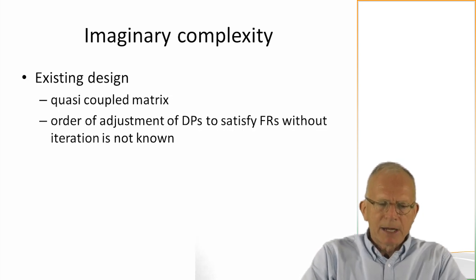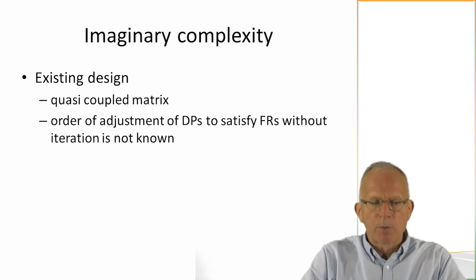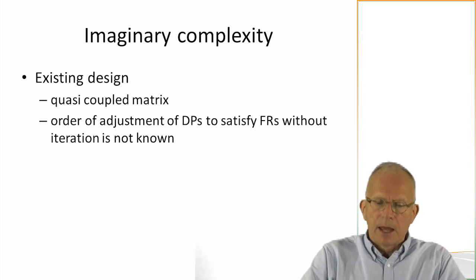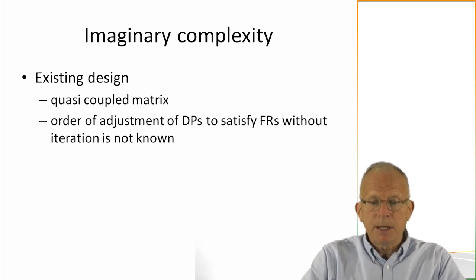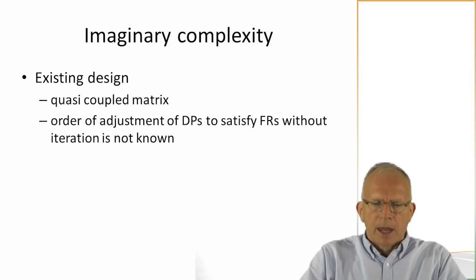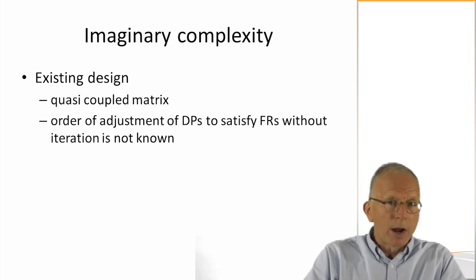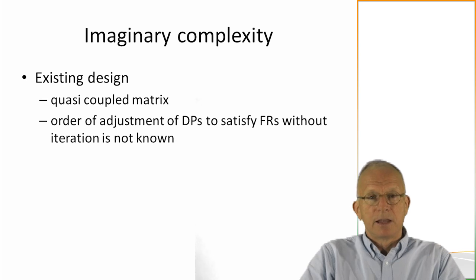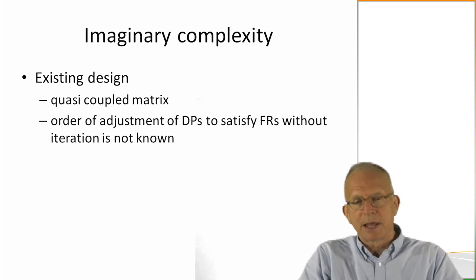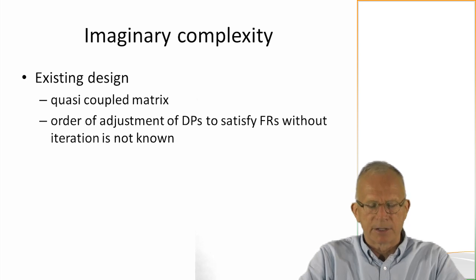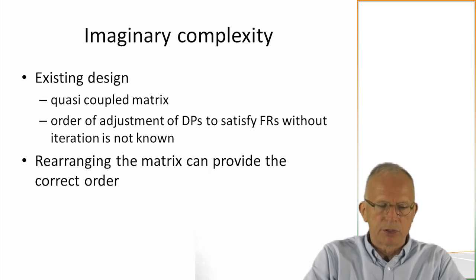So when we have an existing design, it may have what we're going to call a quasi-coupled matrix, or a coupled matrix, and the order of adjustment of the DPs in order to satisfy the FRs without iteration is not known. Now we'll be seeing more about this as we develop this concept. And so we adjust a DP to get one FR within tolerance, and then we find that another FR is out of tolerance. We adjust that DP, and that takes another FR out of tolerance. So we have to iterate to get to a solution, and it may not converge.